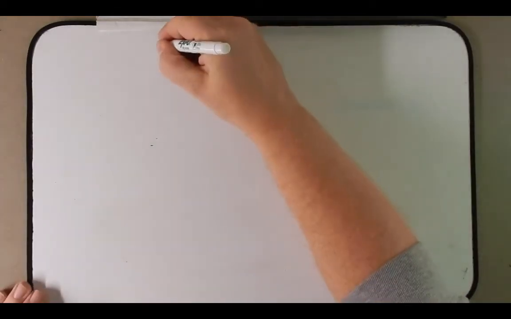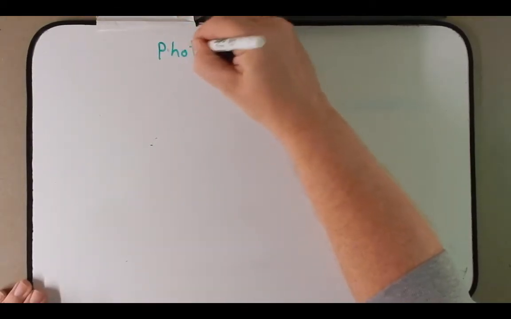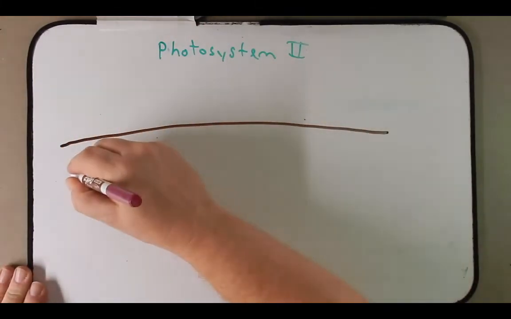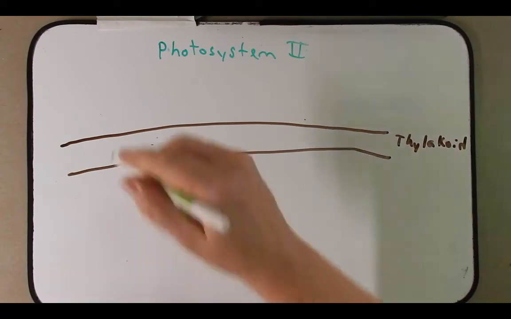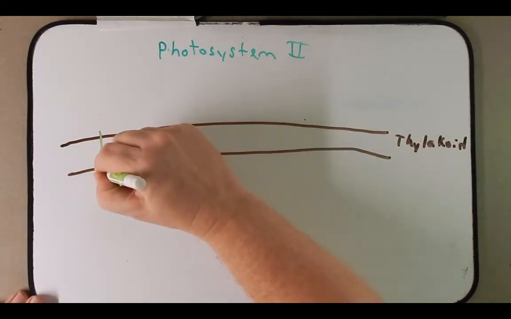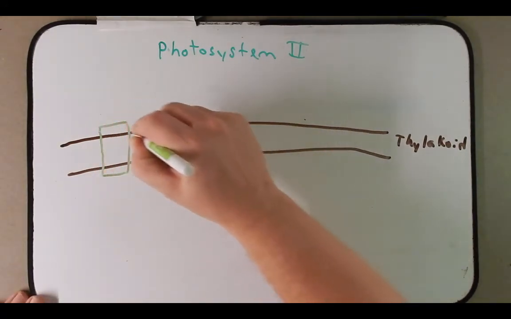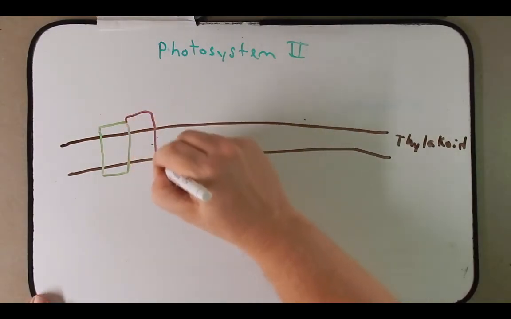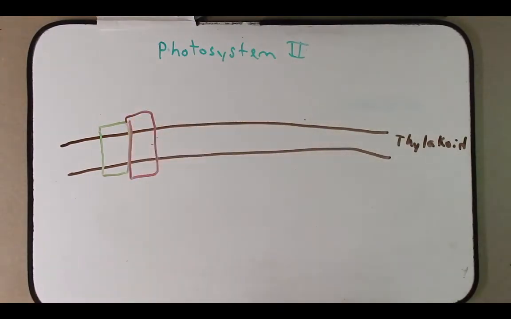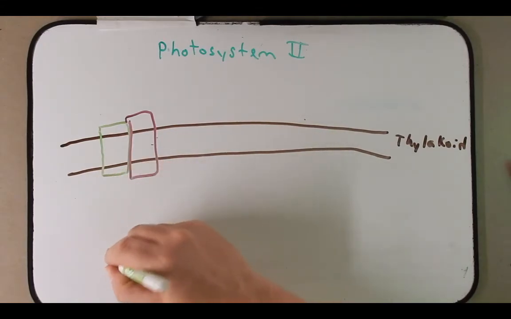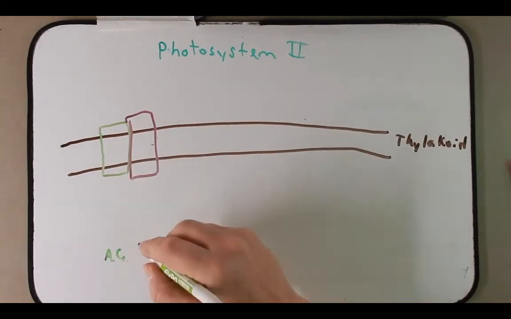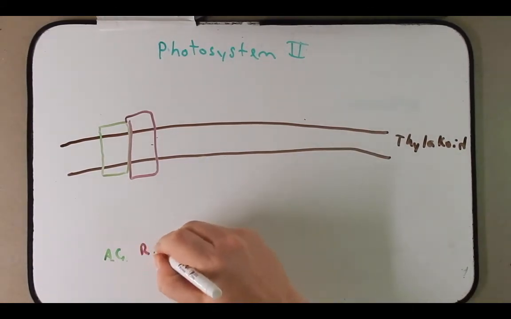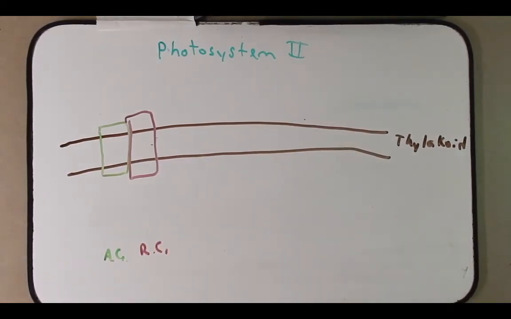Okay, so let's talk about Photosystem II. Let's begin it again by drawing the thylakoid membrane. And we can draw our photosystem here with the antenna complex and then the reaction center next to it. So here I'm going to just write AC for antenna complex and then reaction center RC, just so we keep up with everything that's being written here.